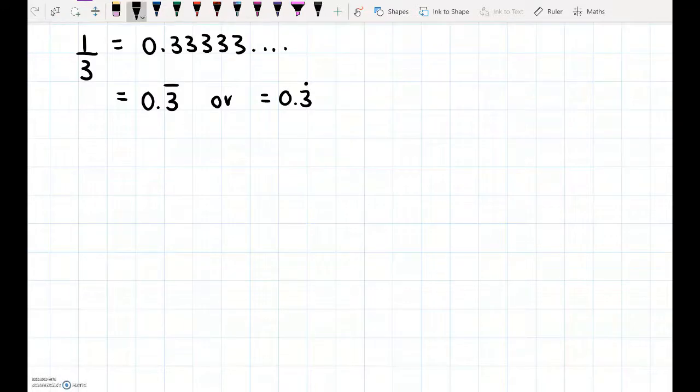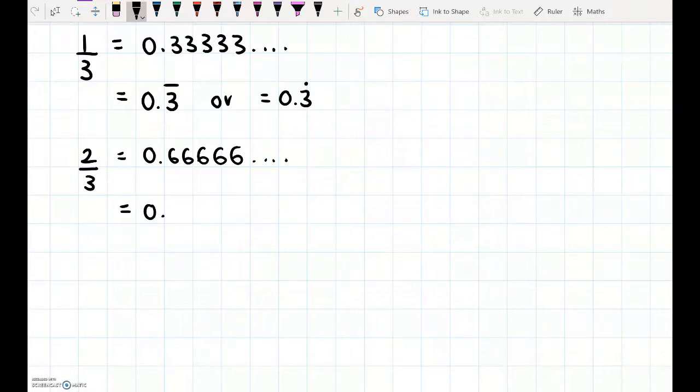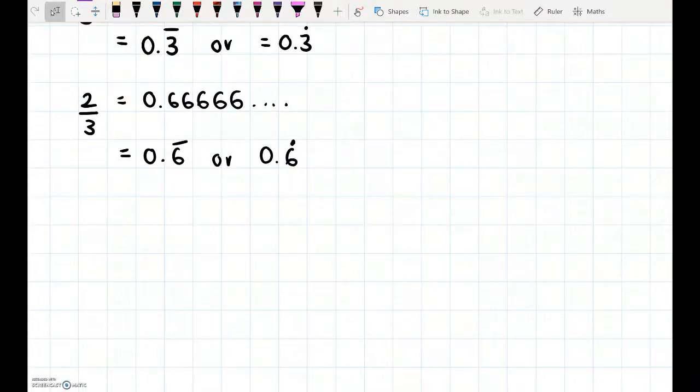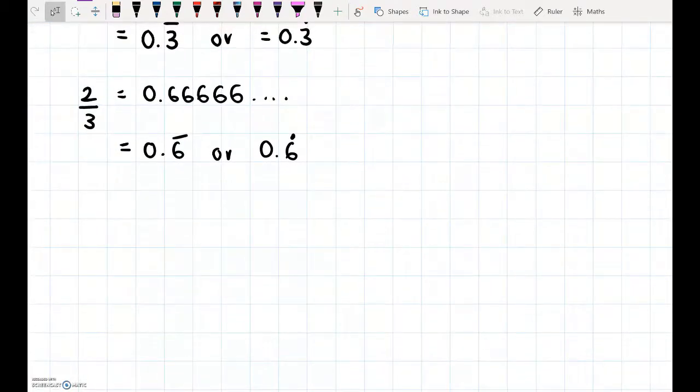Okay, that bar and that dot just means that they go on forever. Okay, we also have numbers like 2/3, which we know is 0.66666 on forever. Okay, and we show this one as 0.6 with a bar above it, or 0.6 with the dot above it. And both of these just mean recurring. Okay? Now, sometimes you'll see numbers where not just one number recurs, but multiple numbers do.